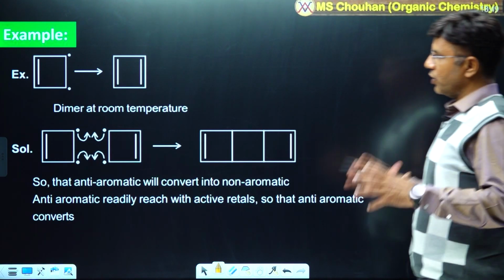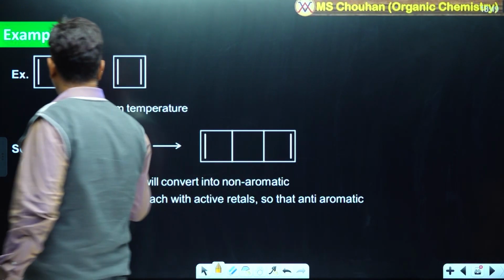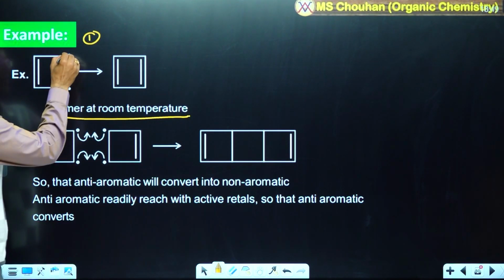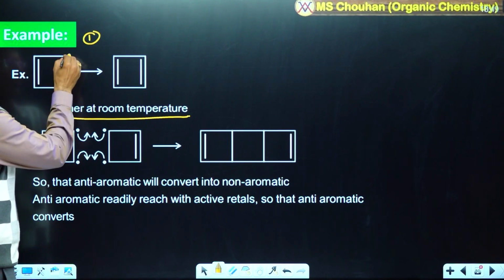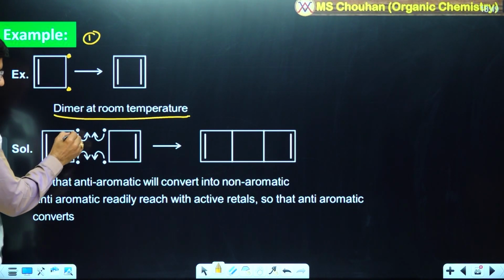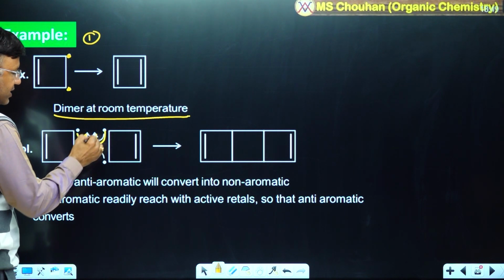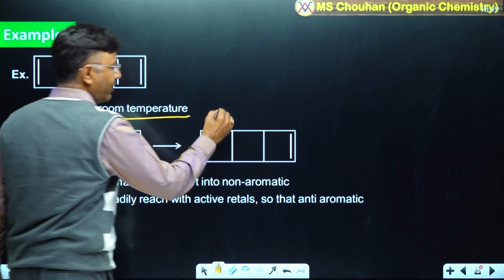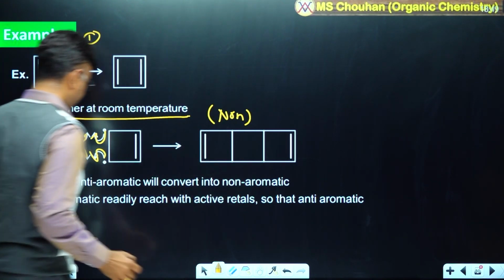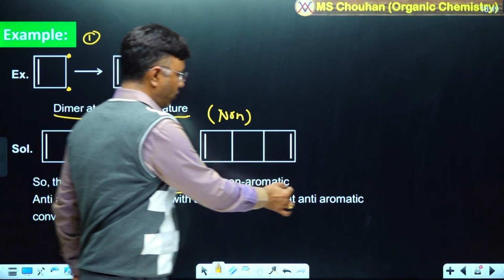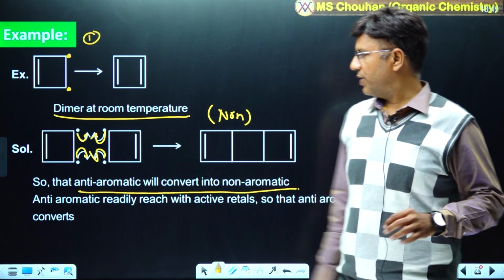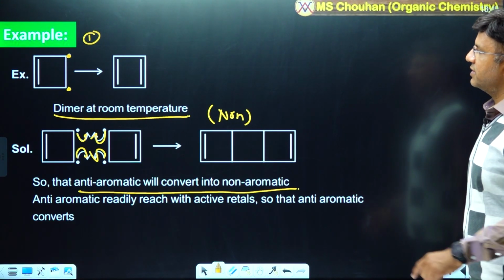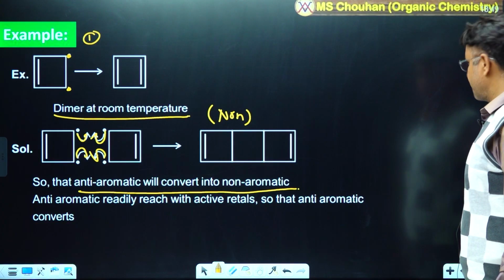Now, what important point do you have to remember? First point, anti-aromatic are dimer at room temperature. You just remember that anti-aromatic has unpaired electron and it is unstable. So what happens at room temperature? It undergoes dimerization, single-headed arrow, not double-headed arrow. It undergoes dimerization and anti-aromatic will convert into non-aromatic. This is the important point regarding anti-aromatic molecule. The first point, it dimerizes at room temperature so that it converts into non-aromatic.